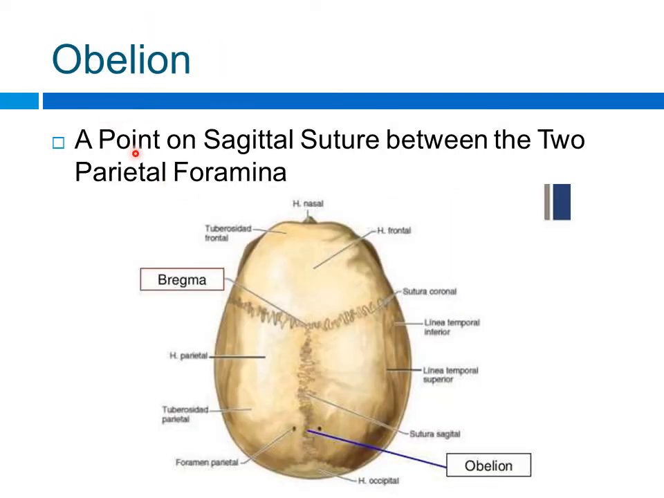Next we have obelion. It is a point on the sagittal suture between the two parietal foramina. The parietal foramina are the only foramina you can make out over the norma verticalis. These parietal foramina transmit parietal emissary veins. Remember, dear students, that the parietal foramina transmit parietal emissary veins.